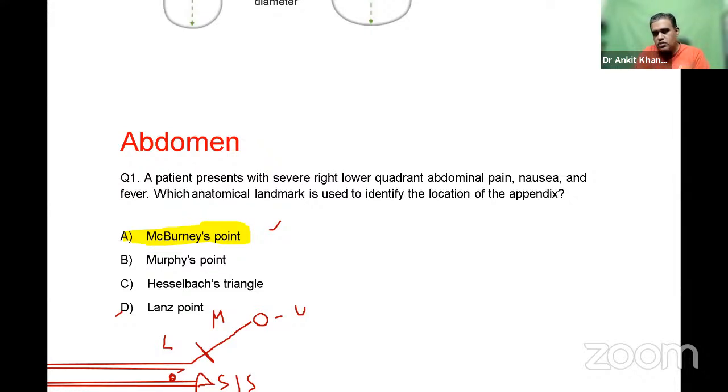Now, there's a question for you guys. If you are listening, answer in the comment box. But don't look at your notes or books. Think. Let's see if you are aware of it or not. Tell me the boundaries of Hasselbach's triangle in the comment box, if you can. It will have a lateral boundary, a medial boundary, and a floor as well. That's very important. A lot of questions are coming nowadays. So Hasselbach's triangle, homework for you, right? It is also known as the inguinal triangle. Fair enough. So the answer over here is McBurney's point.